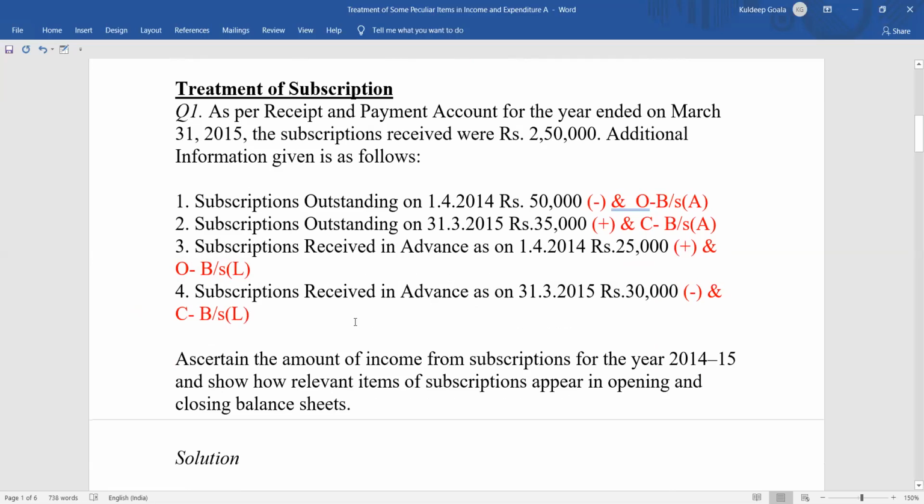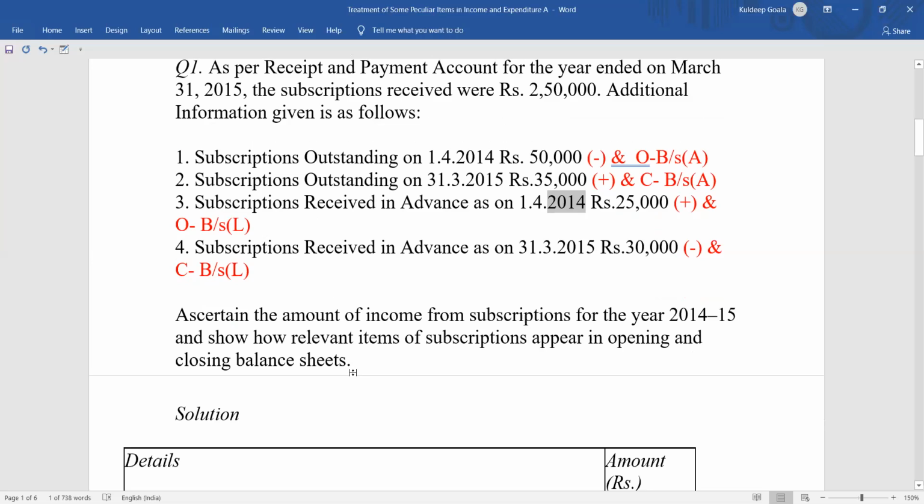Because this year's advance means it relates to next year's money. So if I receive any income in advance, income received in advance is a liability. That is why it will be coming in the liability side. And why closing liability? Because this year's liability. So closing liability. This was last year's liability, so it will be coming in the opening liability, opening balance sheet liability side. Clear? Now what we will do, we'll prepare the opening balance sheet first.